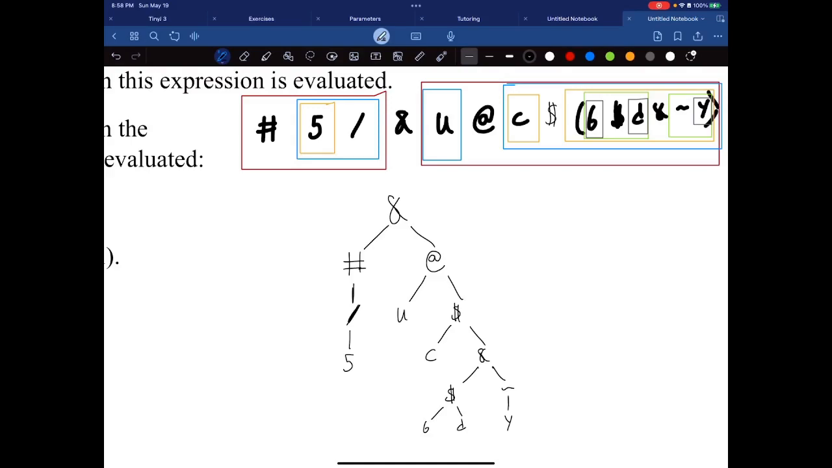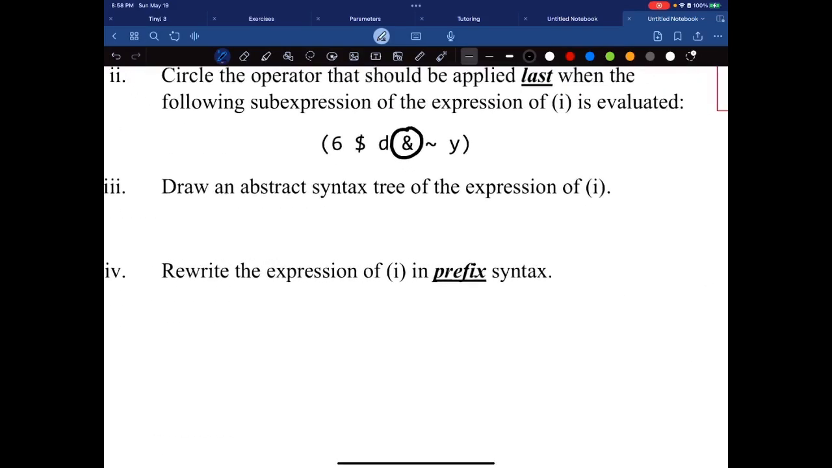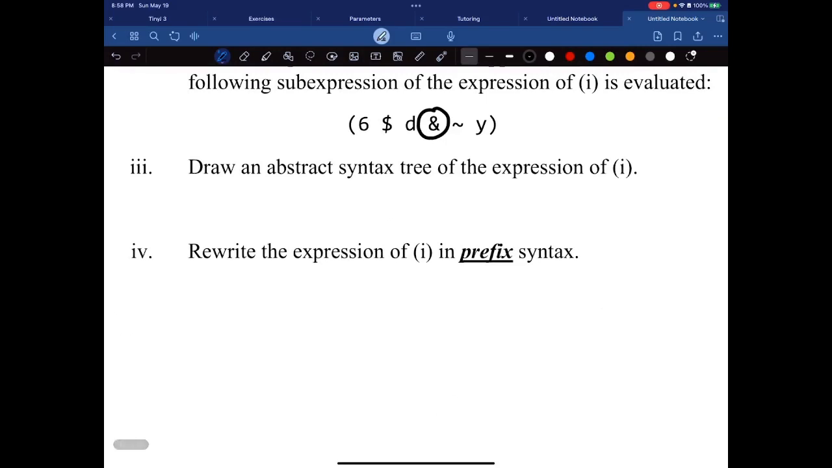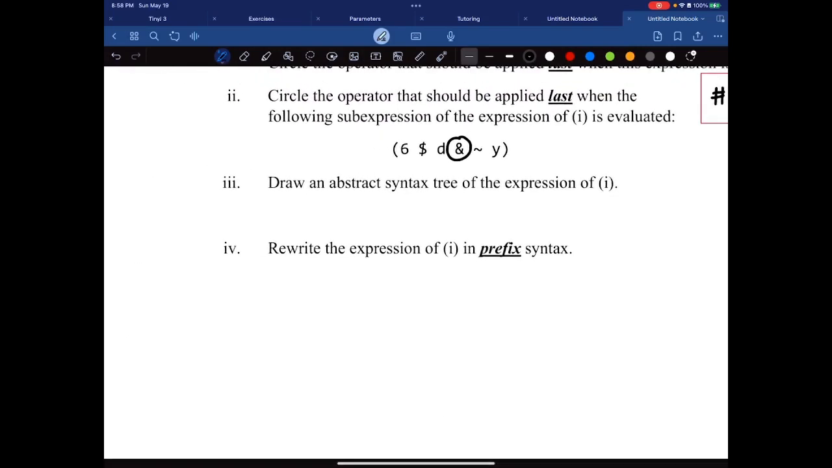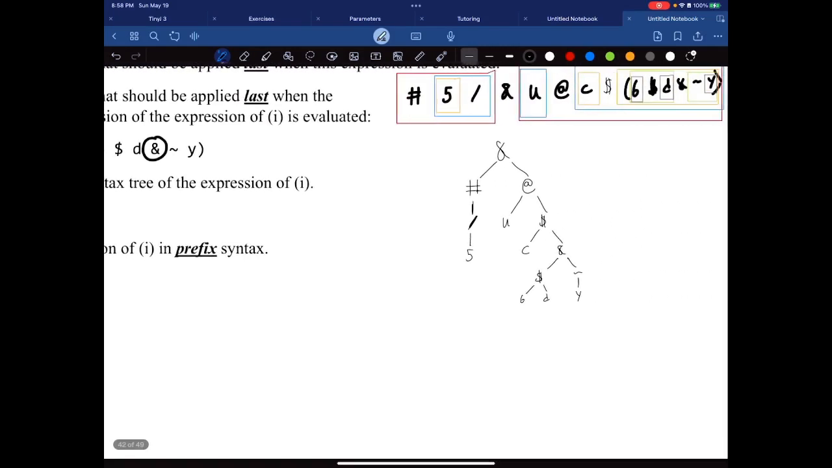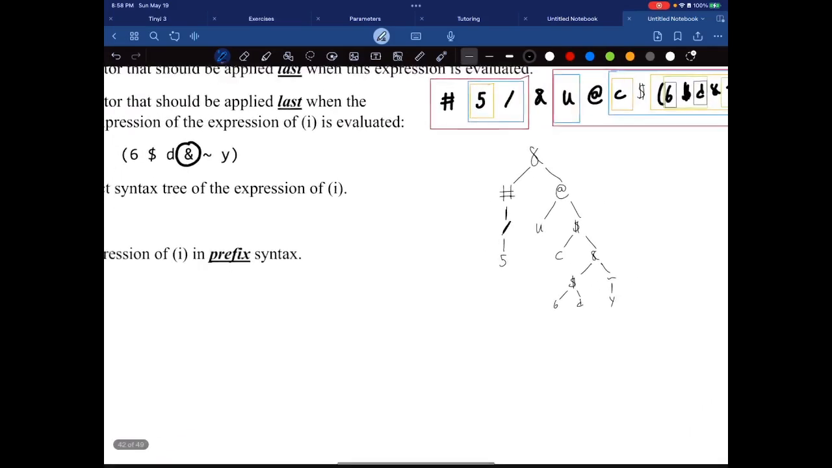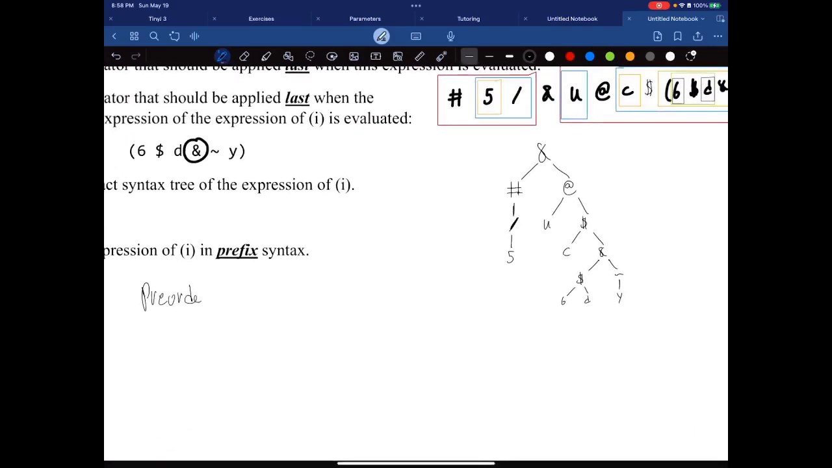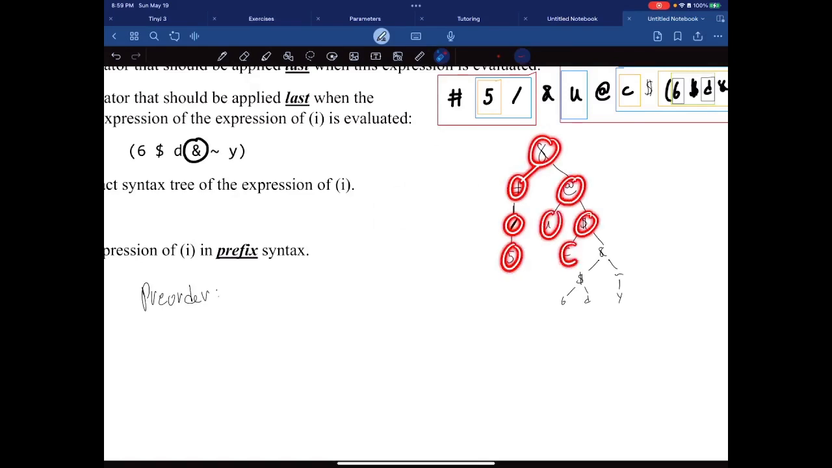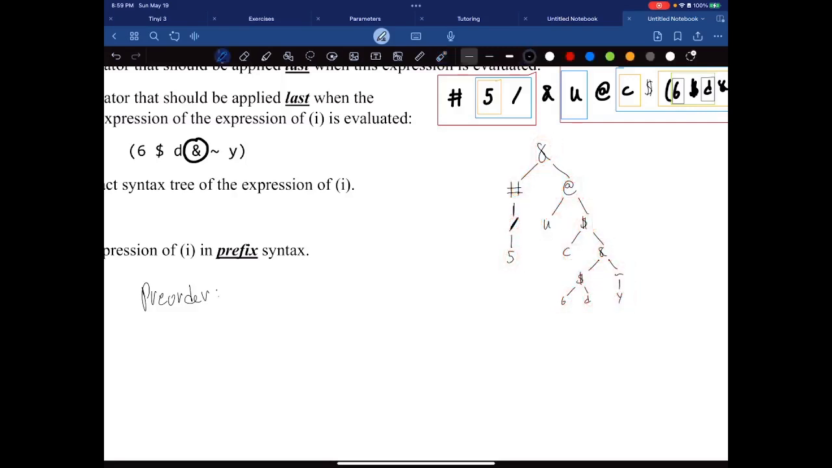So then, the next part of it says rewrite the expression in prefix syntax. To do this, all you need to do is do a pre-order traversal on this tree, which you all should know how to do, hopefully. So I'm going to write pre-order. And remember with pre-order, it's just parent, left child, then right child. So in this case, it'd be ampersand, hashtag, divide, 5, ampersand U, $C, ampersand, $6D, tilde Y. And that would be the prefix.